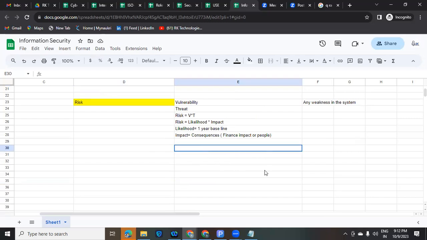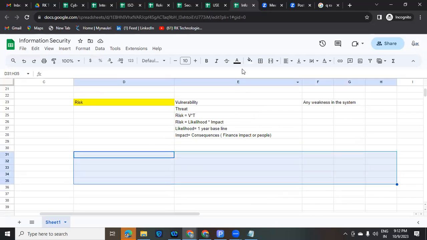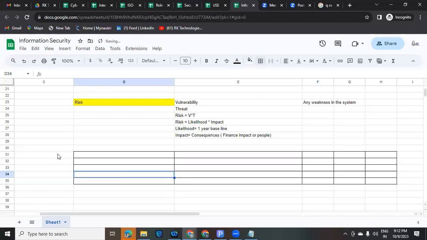So take an example. The y-axis I'm taking as impact, and the x-axis I'm taking as likelihood. Give me 5 minutes, I'll complete the class, then we will continue tomorrow. So here informational, low, medium, high, and critical.